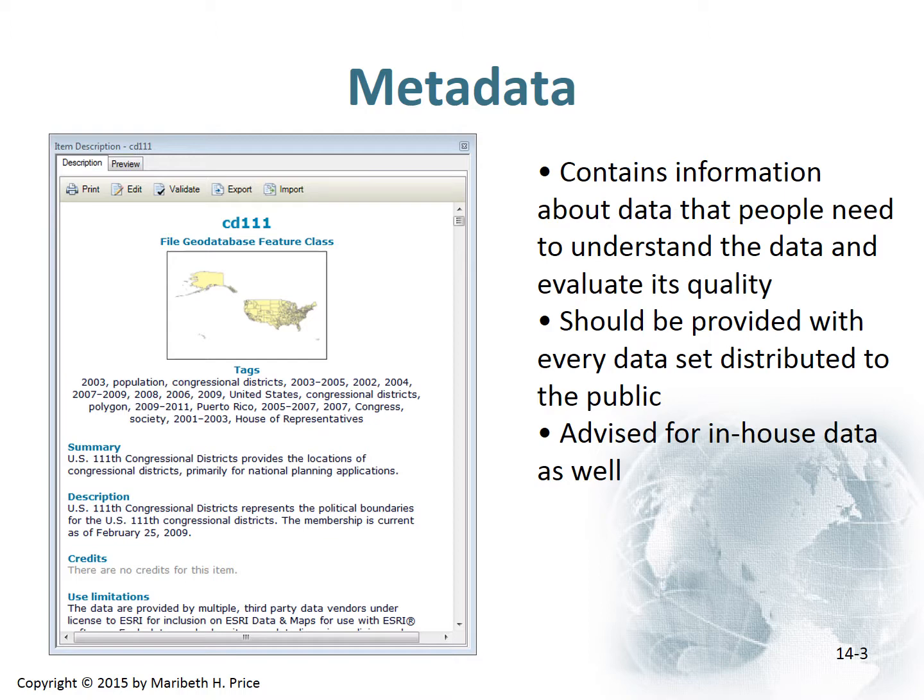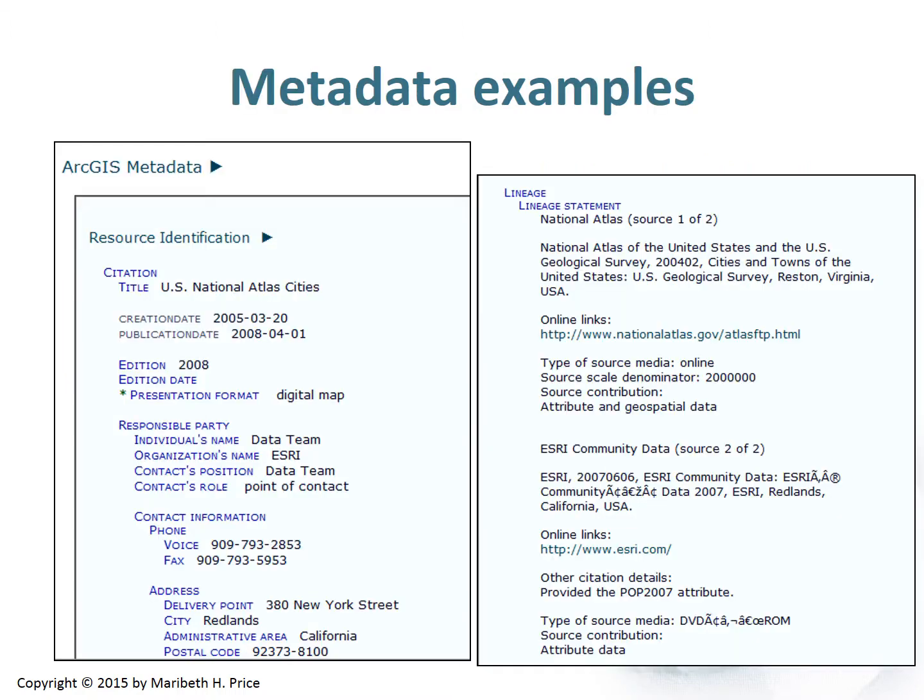Metadata contains information that people need to understand data quality. It should be provided with every data set, and it can be useful or helpful even if it's just data that's going to be consumed in-house. So here are some examples of what something like this would look like. All kinds of information there that's provided.